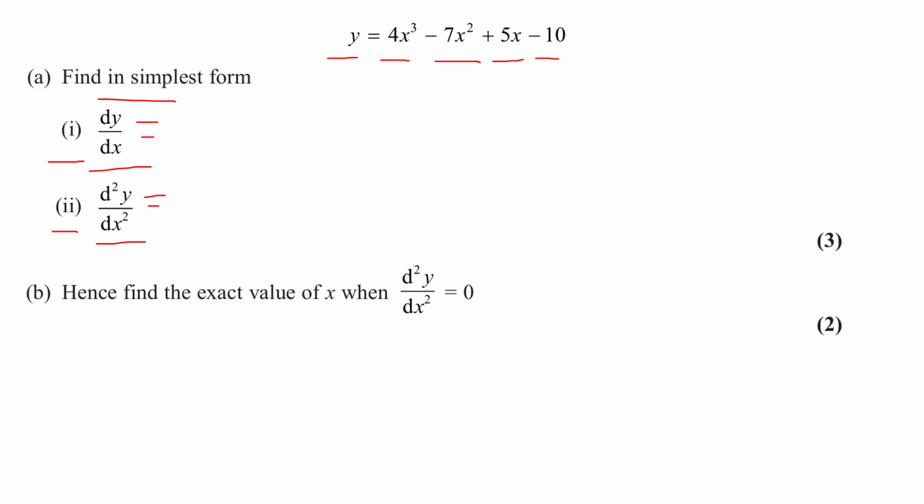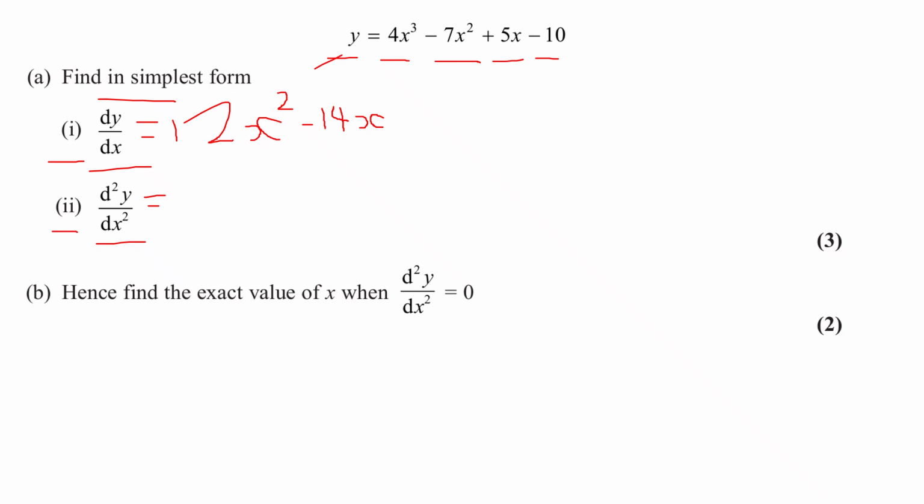So dy by dx, the rule is the power comes down as a multiplier, and then we reduce the power of x by 1. So 4x cubed would go to 12x squared. I do 4 times 3 makes 12x, and then I knock one off the power, so it becomes 2. Minus 7x squared is minus 14x. That's minus 7 times 2x, and then we knock one off the power, so minus 14x to the power of 1. But we know that anything to the power of 1 is just itself.